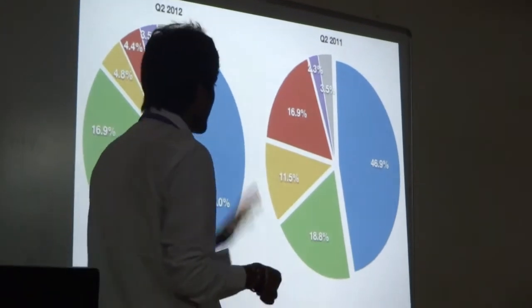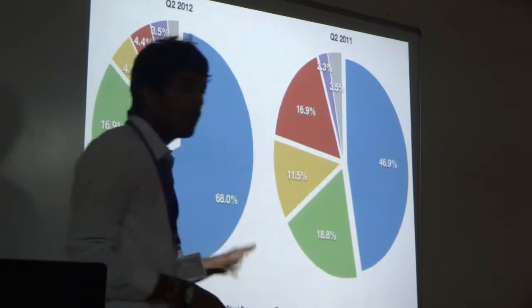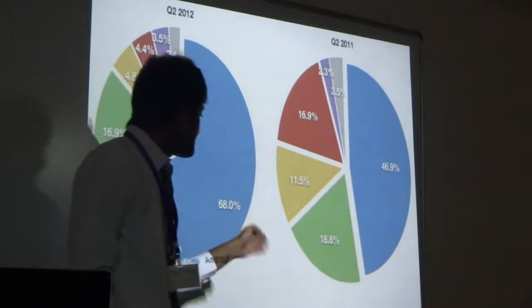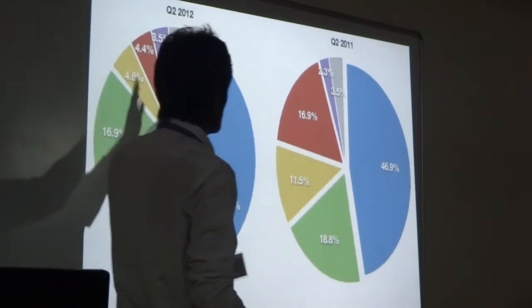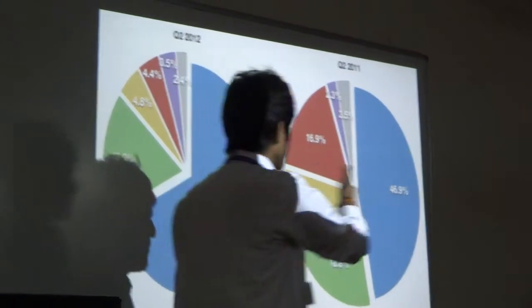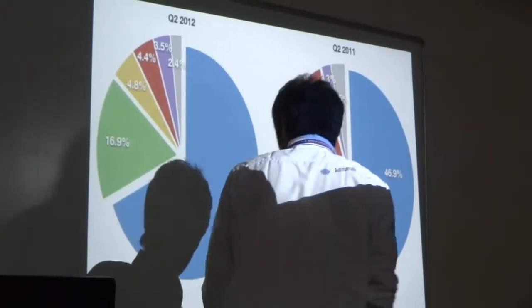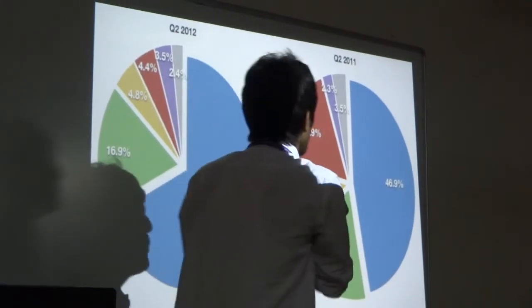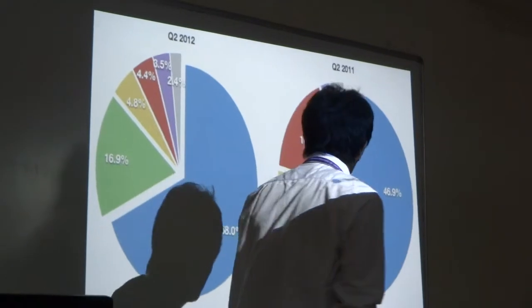This is a pie diagram, which shows Android, iOS, which is iPhone operating system, BlackBerry, Symbian, Windows, and others. This is for the years 2012 and 2011. I'll start with 2011 first. Android was 46.9 percent; firstly, Android versions were used 46.9.